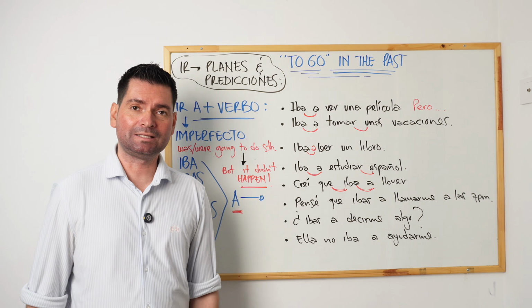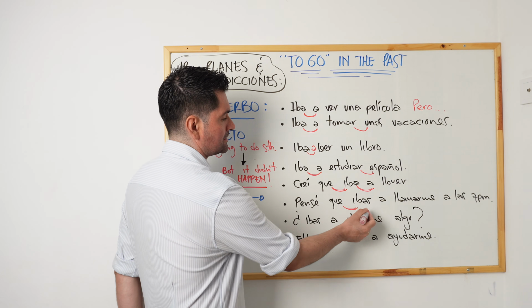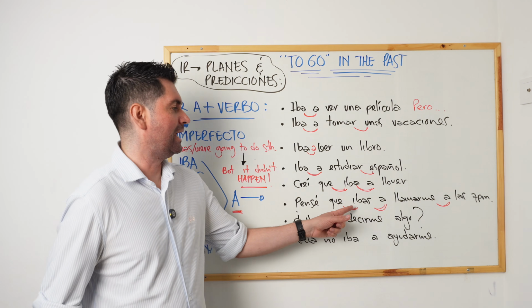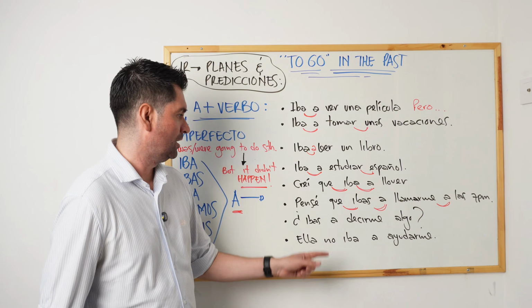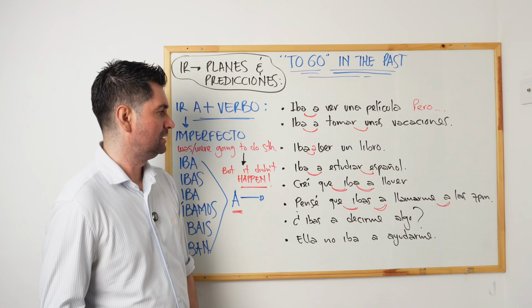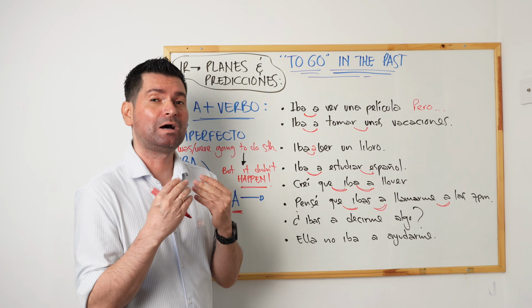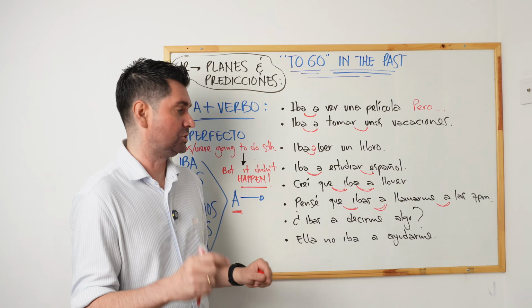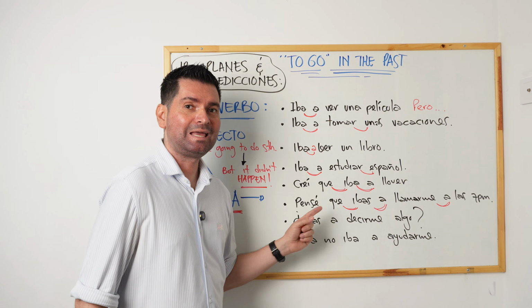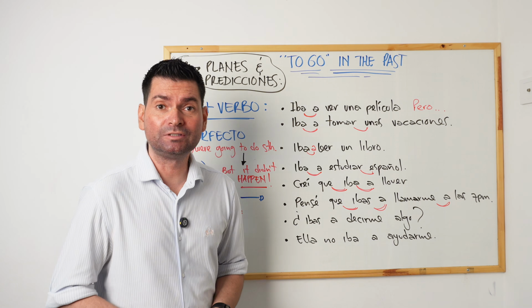Pensé que ibas a llamarme a las 7. I thought you were gonna call me at 7. Pensé que ibas a llamarme a las 7. 1, 2, 3, 4, 5, 6, 7, 8 words. We connect them and we pronounce them together. It's not about speed, it's about connecting and pronunciation. Pensé que ibas a llamarme a las 7. I thought you were going to call me at 7, but you didn't call.